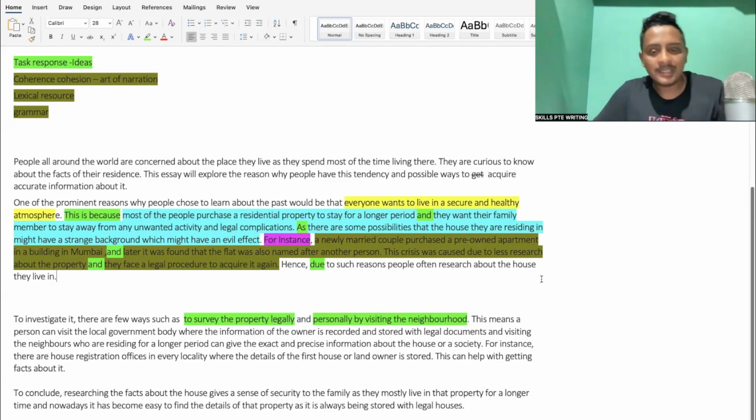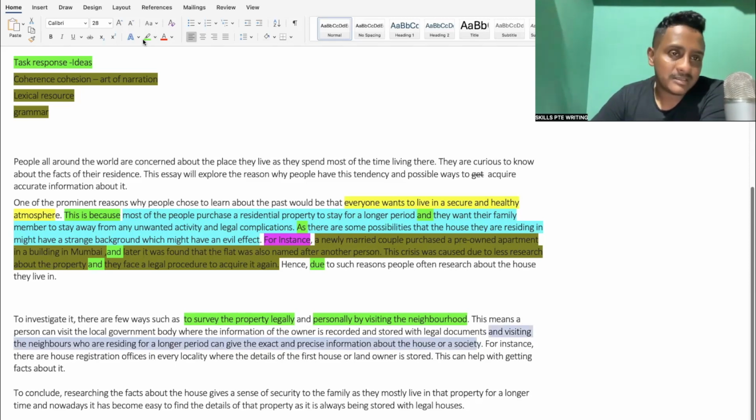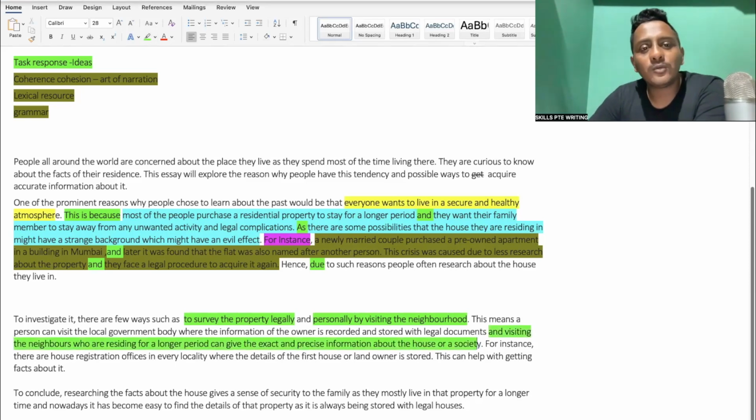Not a grave mistake. This means a person can visit the local government body where the information of the owner is recorded and stored with legal documents. And visiting the neighbors who are residing for a longer period can give the exact and precise information about the house or society. So don't mix 2 things, correct? Why do you want to mix 2 things into one? Don't do it. Remove this, continue with all this, surveying the property legally by oneself, going to the government offices, verifying things. For example, finish it. Another reason, then start with by visiting the neighborhood.